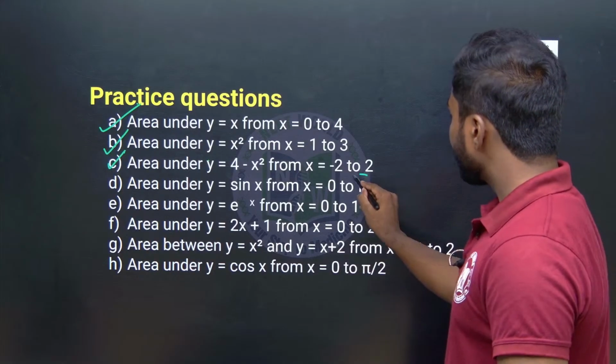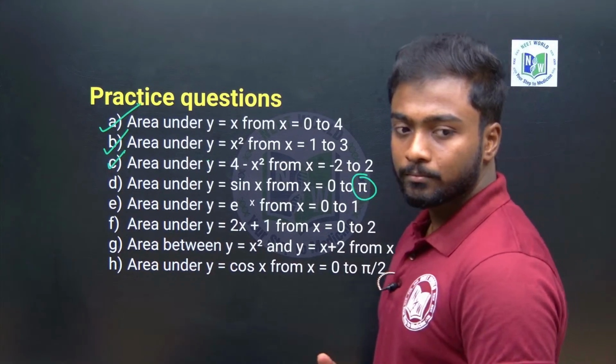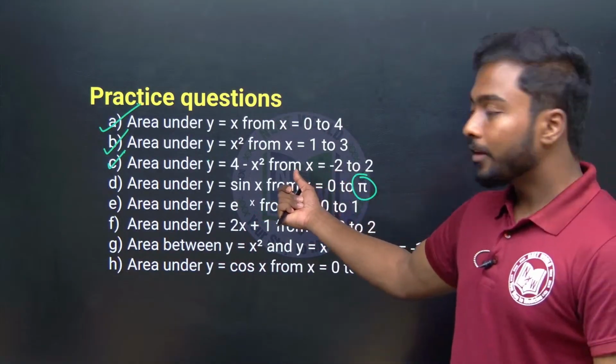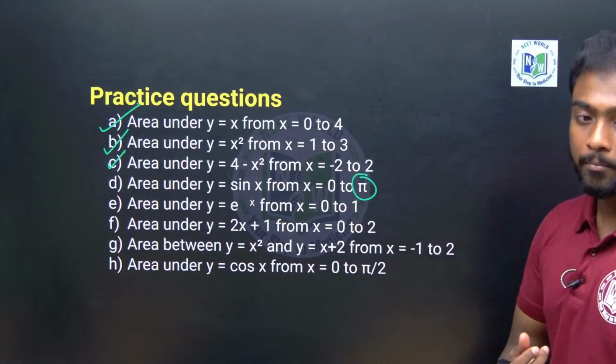So pi in the sense it is 180 degrees. We are calculating in degrees. 0 degree to 180 degree. Okay.